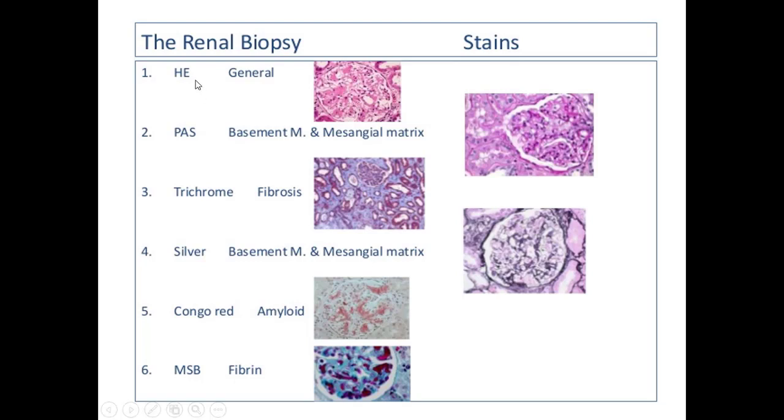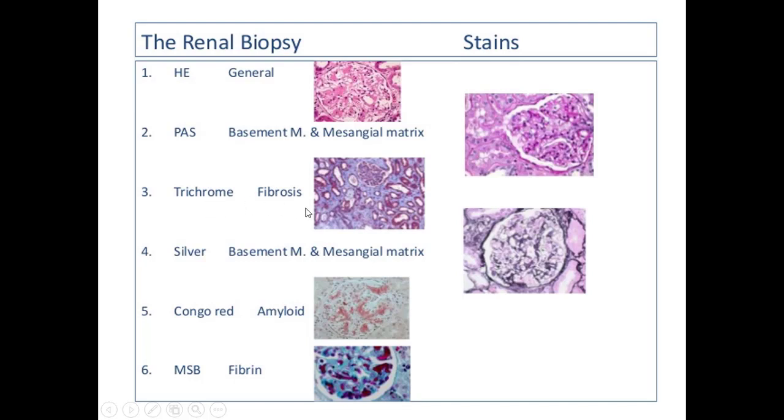The hematoxylin and eosin is the stain responsible for describing the cells. So if you see a slide stained with hematoxylin and eosin, you will find the nuclei and cells. Those are the most important structures you will find in the hematoxylin and eosin. The periodic acid Schiff will discriminate very well the basement membranes and the mesangial matrix. Here you can see the membranes.